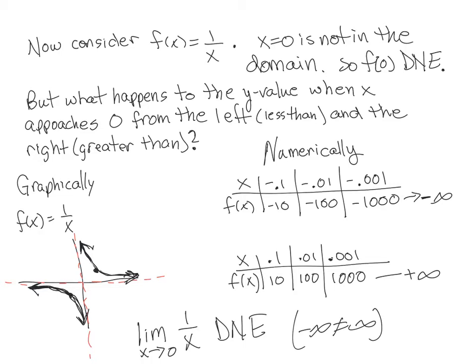I know, right? Okay, so what happens to the y value when x gets infinitely close to 0 from the left, which would be less than, and from the right, which is greater than? Well, let's look at the graph. This is the graph of 1 over x. You can't plug in an x. You can get infinitely close, but you can't get there. And let's think about it. 1 over something is never equal to nothing.